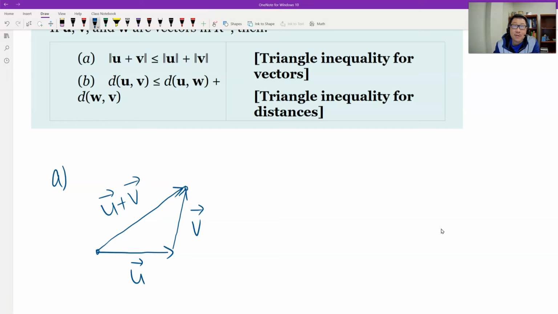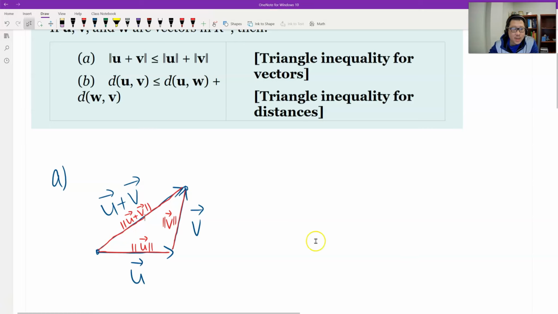If this is in two-space, it's quite easy to see the norm. The length of this side should be the norm of u, right? And the length of this side should be the norm of v. The third side should be the norm of u plus v.